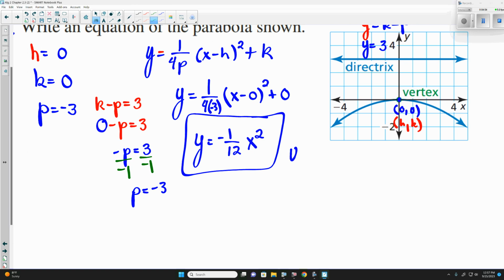We can put parentheses, but these would be the same, since the number in front of x is just 1, and if we square it, we're still at 1, so it's just the same. Questions on this here? We're ready to look at the next one.